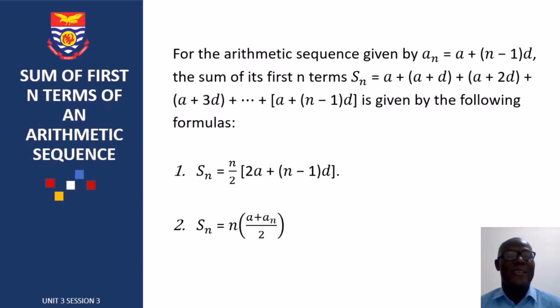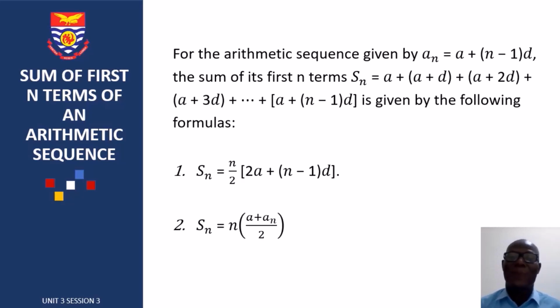Sum of first n terms of an arithmetic sequence. For an arithmetic sequence given by A subscript n is equal to A plus (n minus 1) multiplying D, for us to find the sum of terms given by that sequence, we let S subscript n be the sum of n terms of that sequence, so that S subscript n is equal to the first term A plus the second term A plus D plus the third term A plus 2D plus the fourth term A plus 3D plus dot dot dot plus the last term A plus (n minus 1)D.